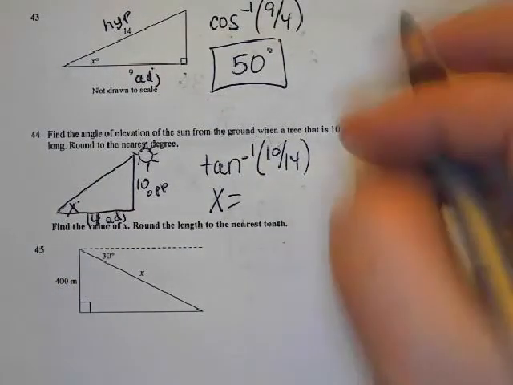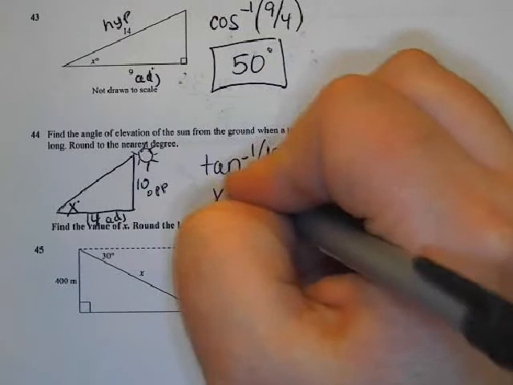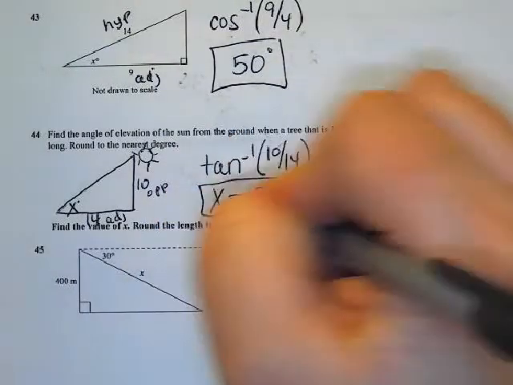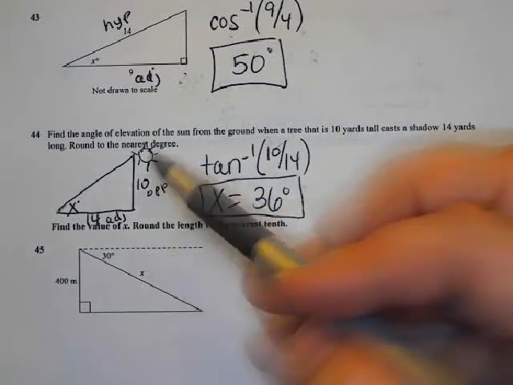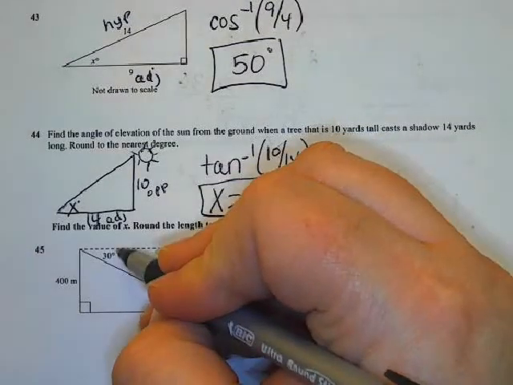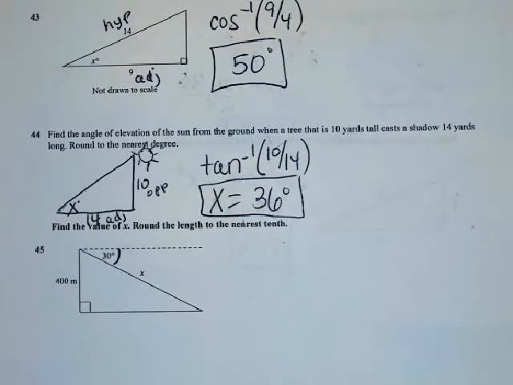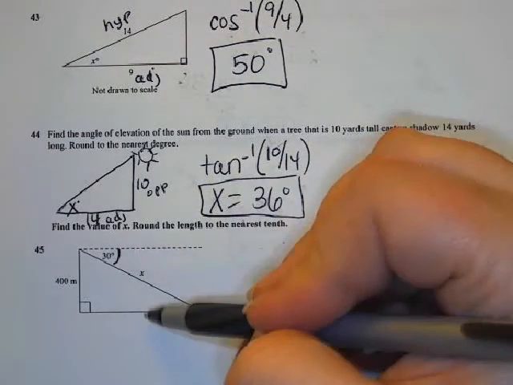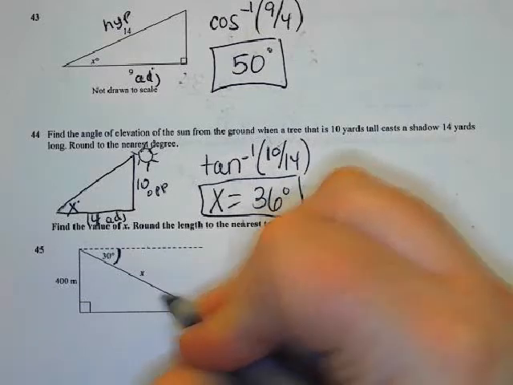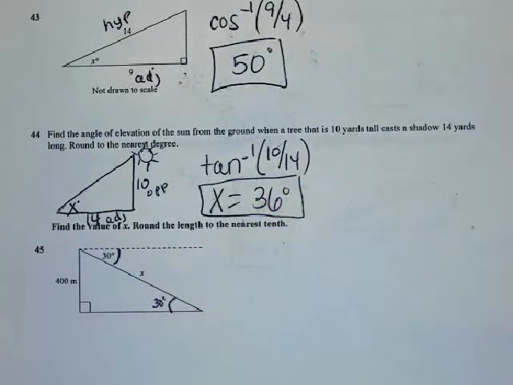And last but not least, find the value of x, round the length to the nearest tenth. So what we should remember is that this 30-degree angle right here is technically the angle of depression. Since we know that the horizontal lines here are parallel, I know that this angle, which is also the angle of elevation, is also 30 degrees since they're alternate interior angles. So if I'm comparing everything to 30, I can kind of ignore this stuff going on up here.